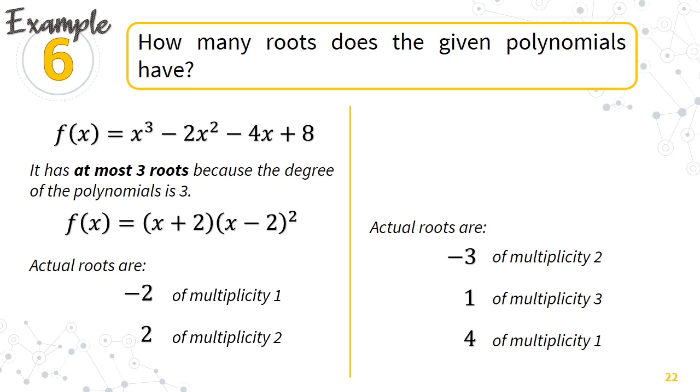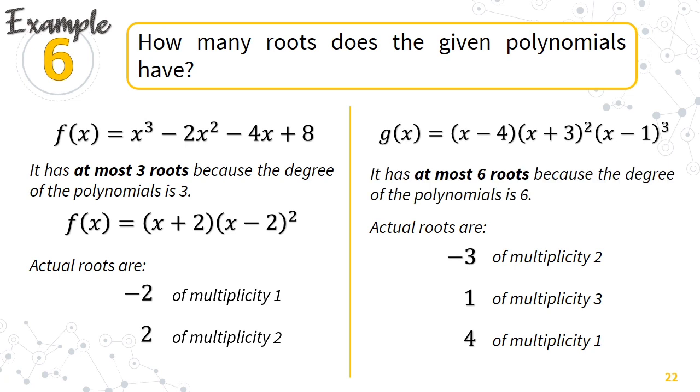The second polynomial, we have g of x is equal to the quantity x minus 4 times the quantity x plus 3 squared times the quantity x minus 1 cubed. It has at most 6 roots because the degree of the polynomial is 6.